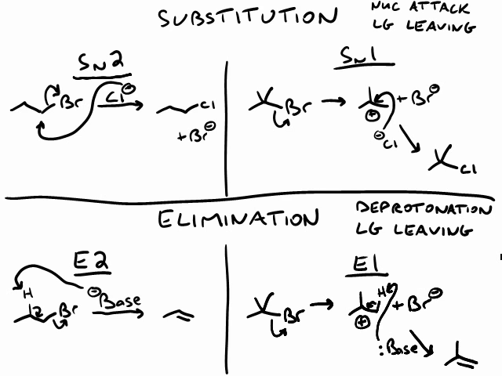Now, notice the similarities between the SN1 process and the E1 process. They both involve the same first step: loss of a leaving group to give a carbocation. These are the mechanisms for SN2 and SN1 and E2 and E1.